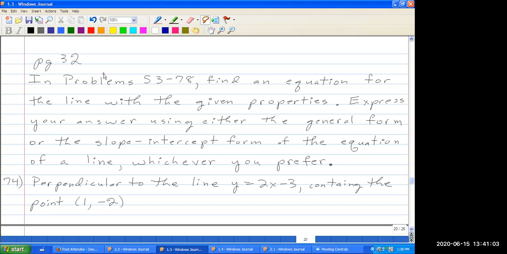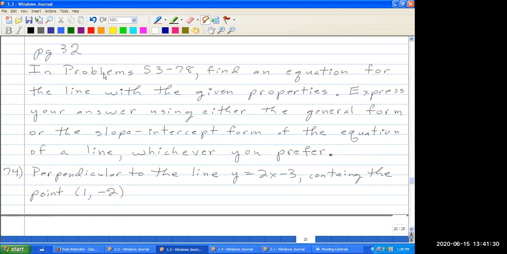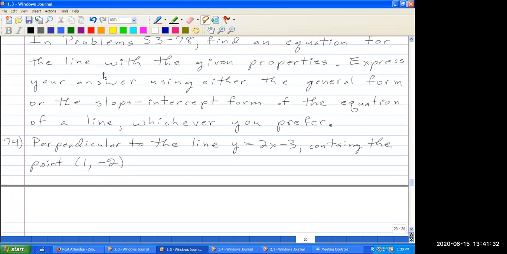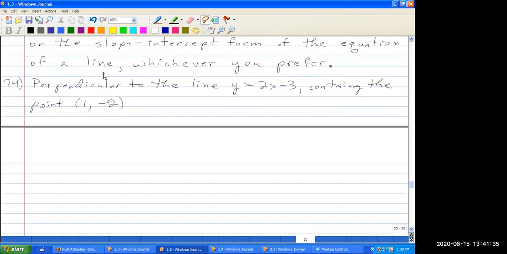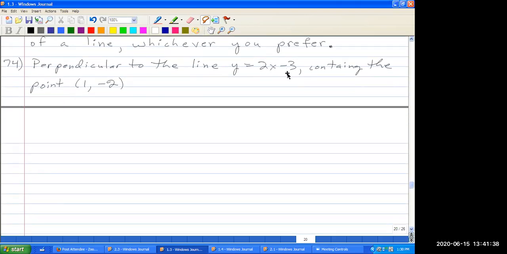In problems 53 through 78, find an equation for the line with the given properties. Express your answer using either the general form or the slope-intercept form of the equation of the line, whichever you prefer. Problem 74: perpendicular to the line y equals 2x minus 3, containing the point (1, -2). Okay, so let's do this. First, let's find the slope of the given line.